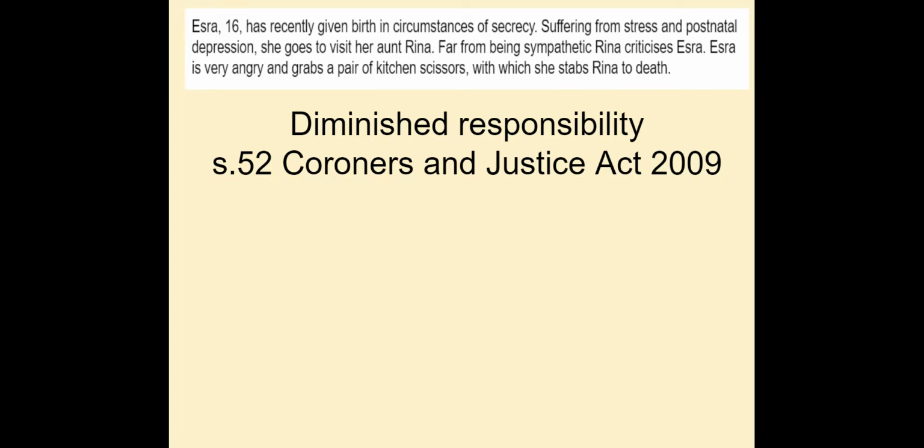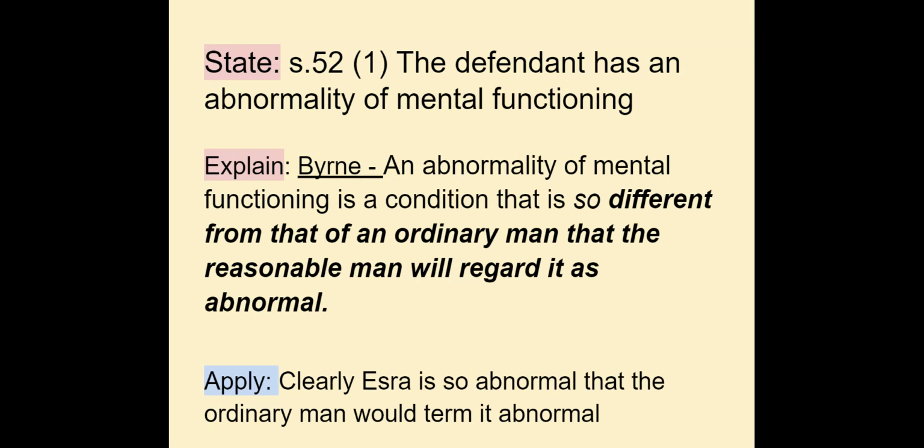So the scenario we're going to use, and I'm going to say straight away, it's a murder scenario, so of course it's unpleasant, but this one has some particularly triggering things. We're advising Ezra on her potential criminal liability. She's recently given birth in circumstances of secrecy. She's suffering from stress and postnatal depression. She goes to visit her Aunt Rena. Rena isn't sympathetic, criticizes Ezra. Ezra gets angry, grabs a pair of scissors and stabs Rena to death with it. And we're going to use our state, explain, apply model.